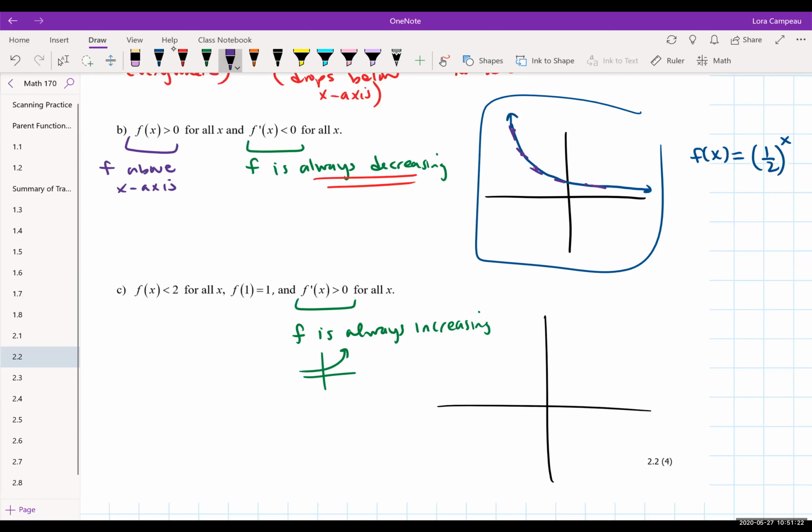They want to tell us that the function itself has to always be less than 2. So maybe I can draw that on my graph. So that's your y equals 2. You want the function to be below that line, sort of like a horizontal asymptote. And you want the function value, when x equals 1, to be 1. So you want the point (1, 1) to be on your graph. So we can draw that and see if that works. (1, 1), draw that right there.